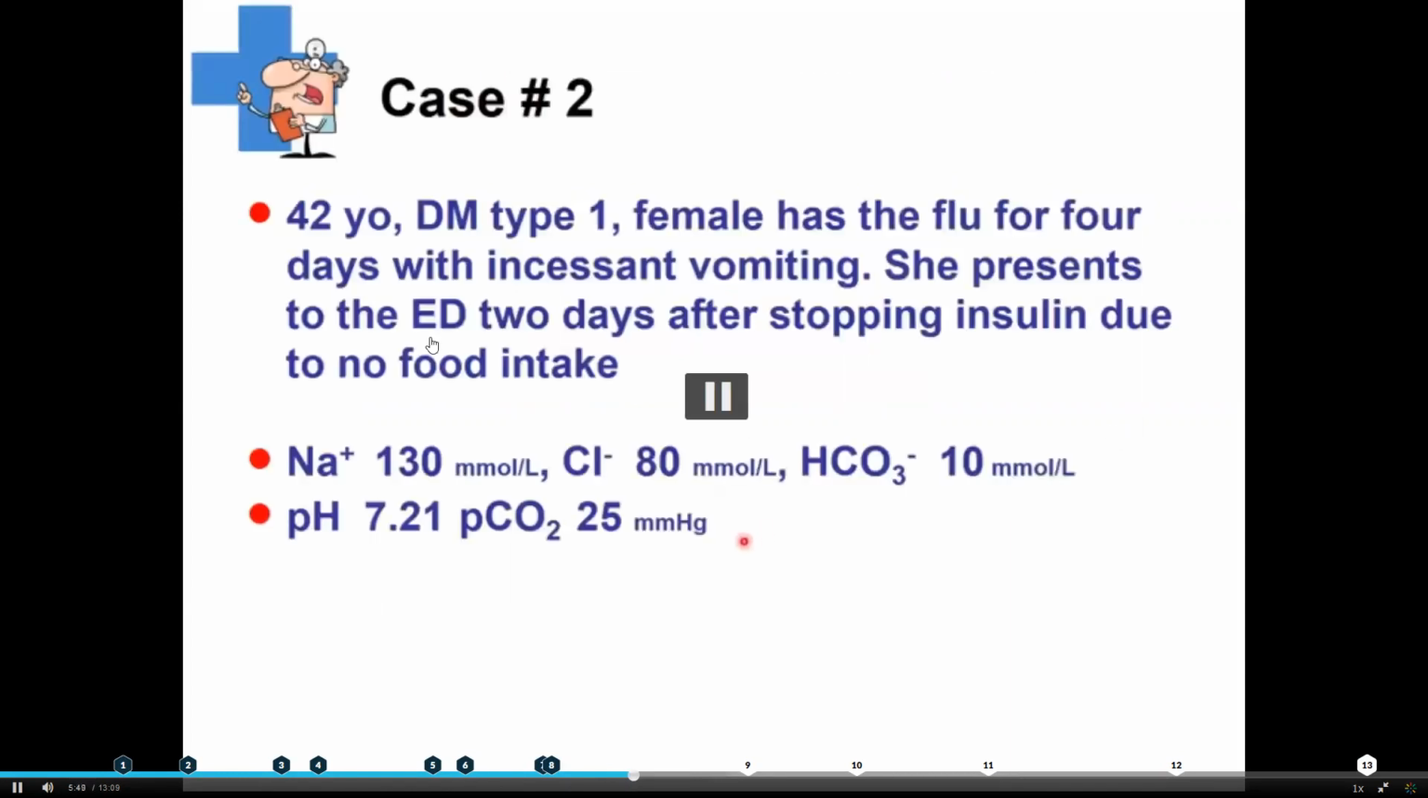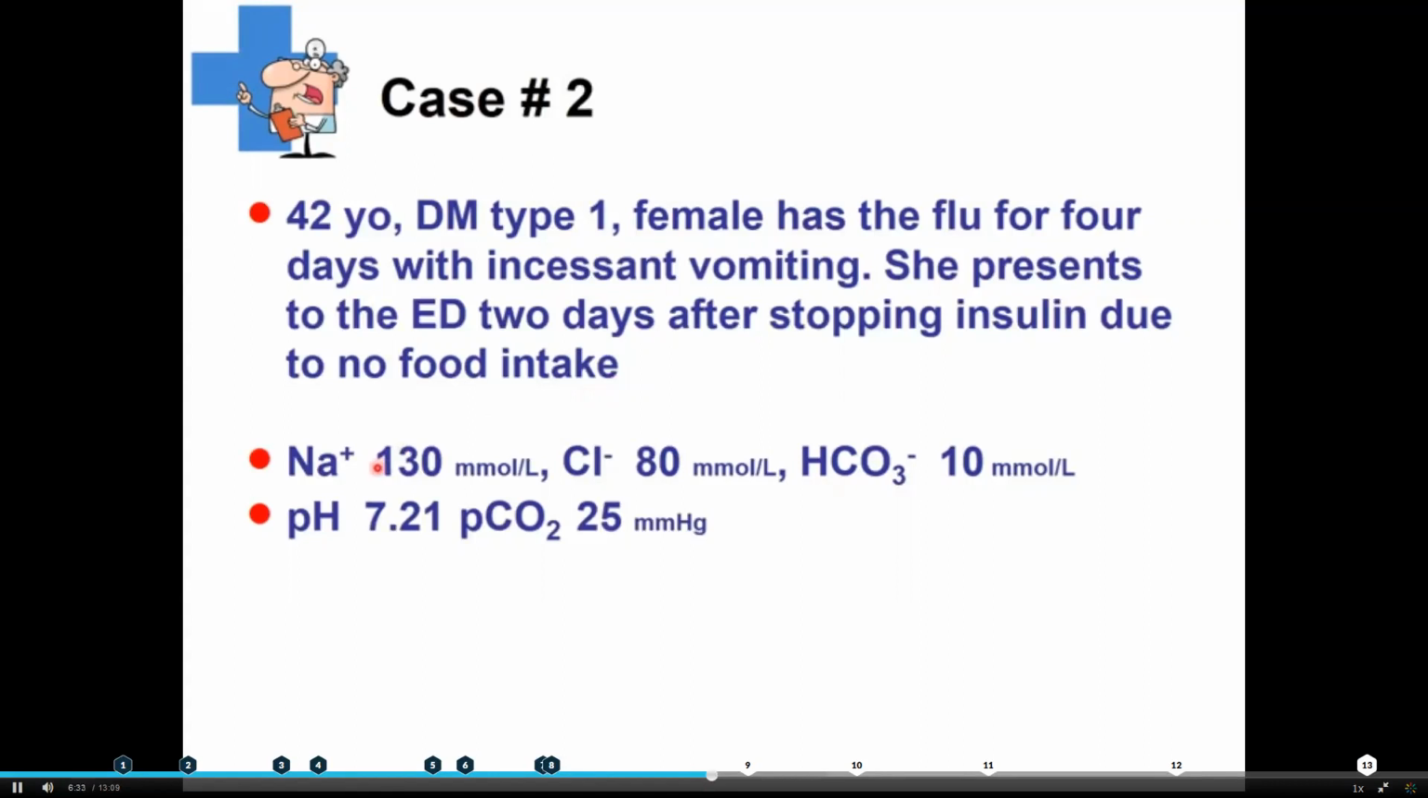The next case we have, Alireza, is yours. A female who has type 1 diabetes. And now she has had the flu for 4 days together with incessant vomiting. So she cannot stop vomiting, she vomits very frequently. She presents to the ED 2 days after stopping insulin due to no food intake. Now that's bad, because this is the first thing they learn: we have to take insulin even without any food intake, because the basal insulin is needed. We have sugar in our blood, so this sugar needs some insulin to be taken up.